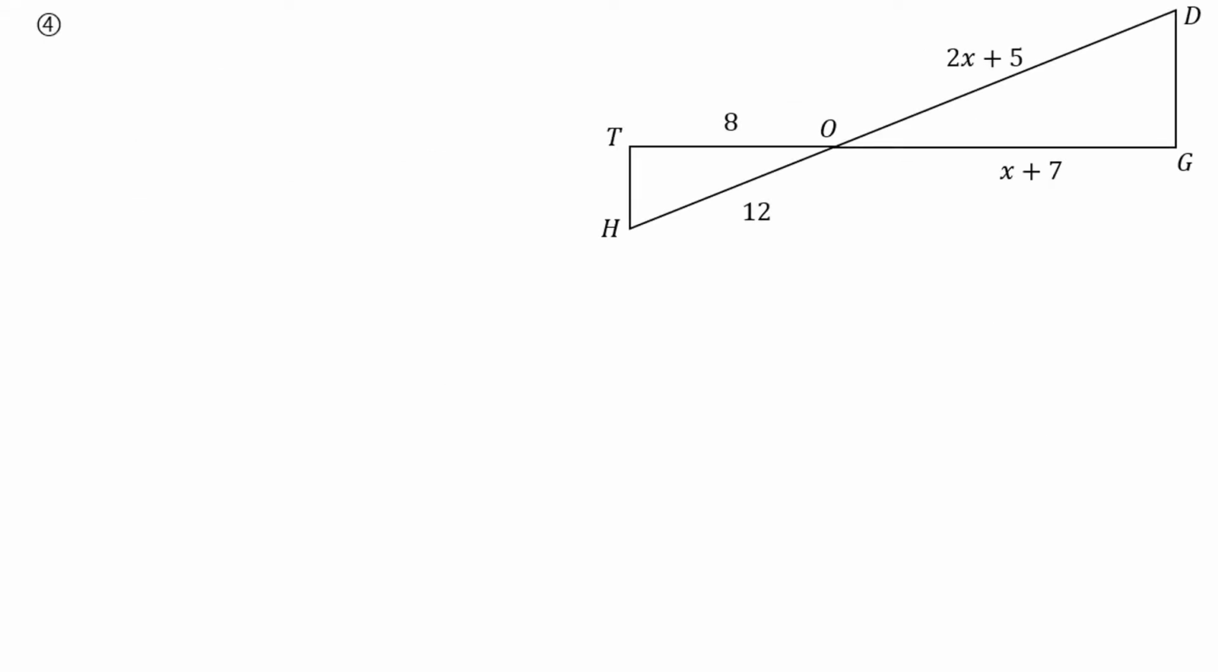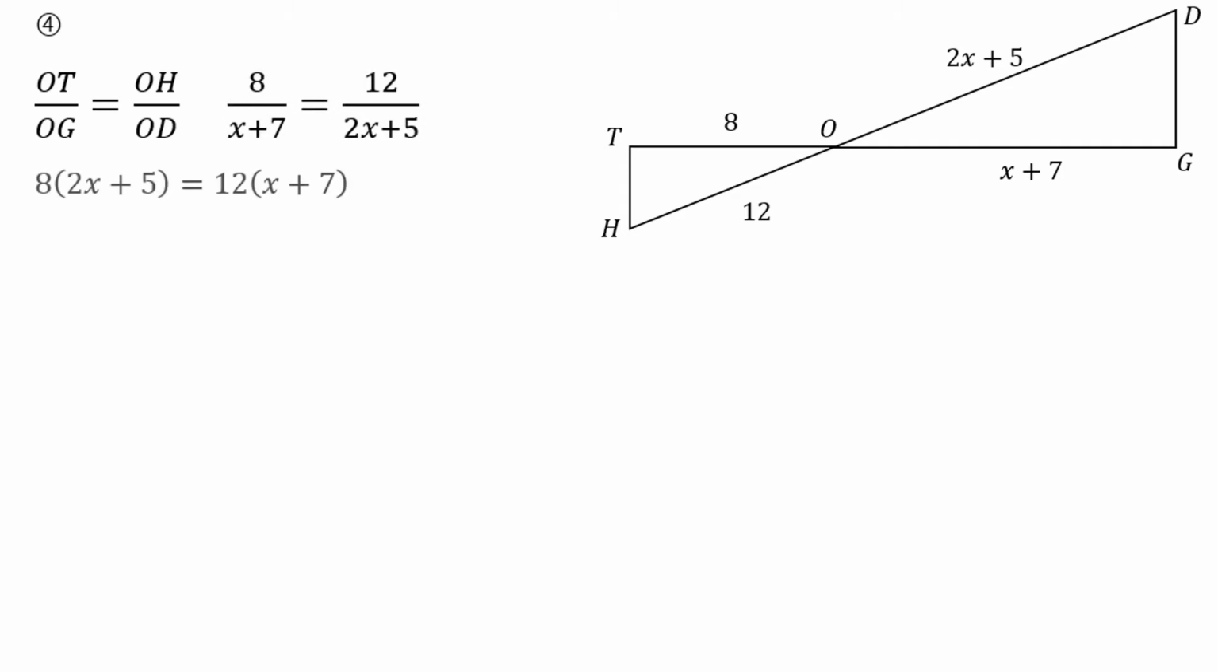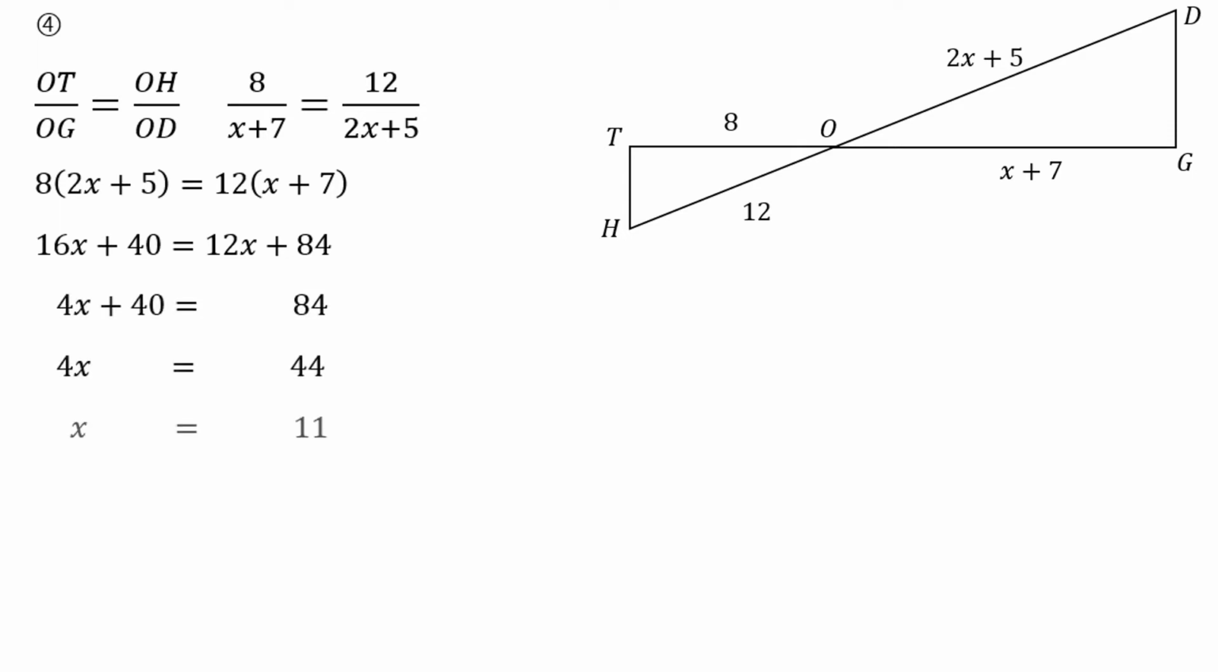Question 4, again, set up the proportion first. Substitute the values that I know. Cross multiply. Use the distributive property. Isolate the variable. And I have an answer of 11. Oh, that was just for x. We actually want to know the distance, OG. So I need to substitute 11 for x and come up with the solution. Stay on your toes, read the directions.